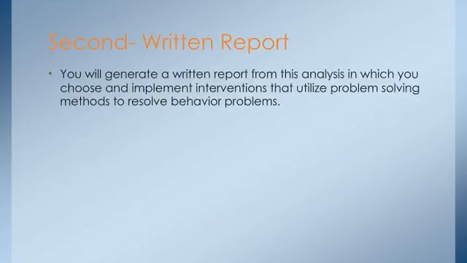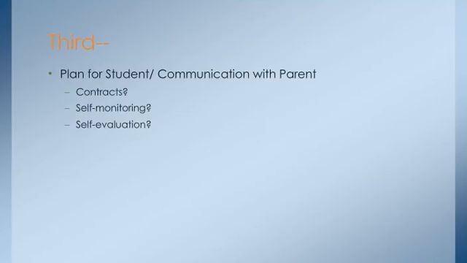You really want to think about the function of the behavior. That's why your written part is so important in explaining what your plan will be. Next, you're going to make a plan of how you're going to communicate with the student and the parent. What kind of communication are you going to have? You're going to have behavior logs, you're going to have a contract, you're going to have some form of self-evaluation, self-monitoring. This is your choice of how you're going to do it based on your problem behavior.